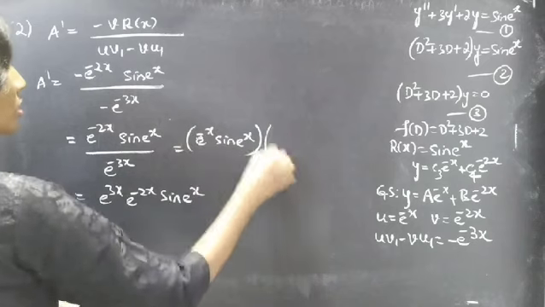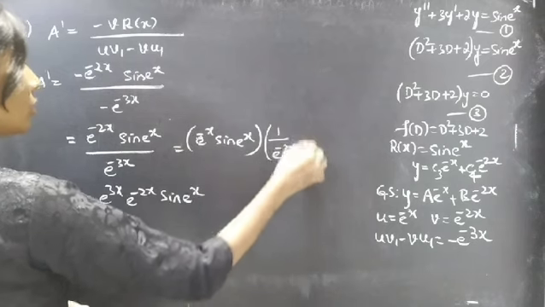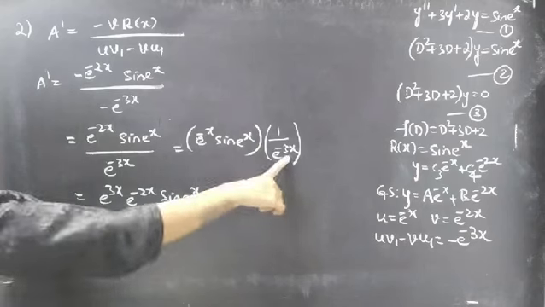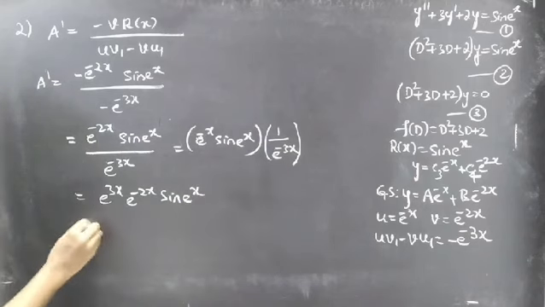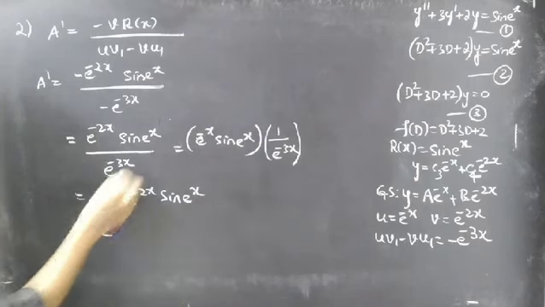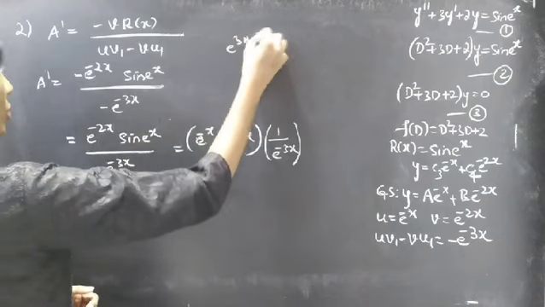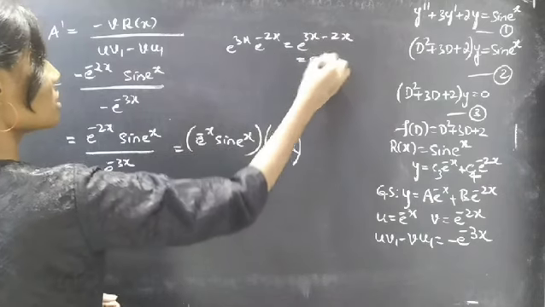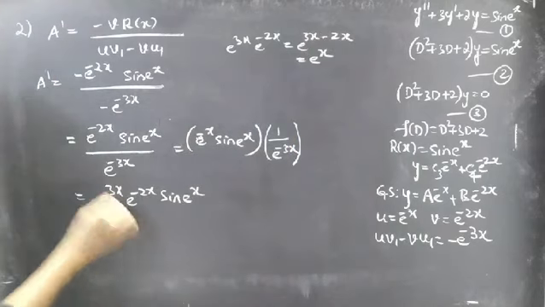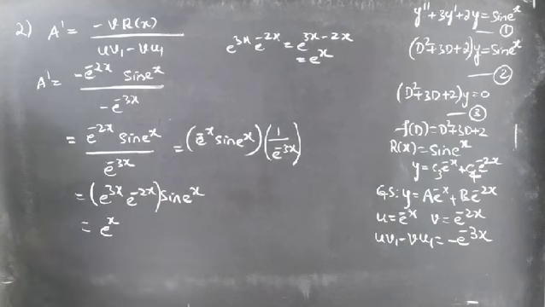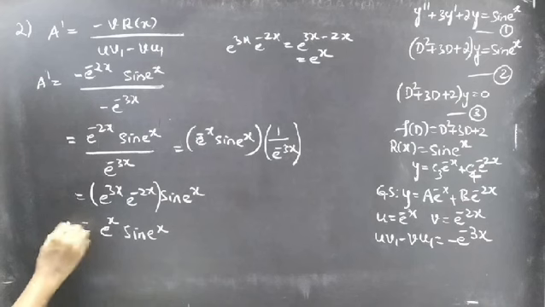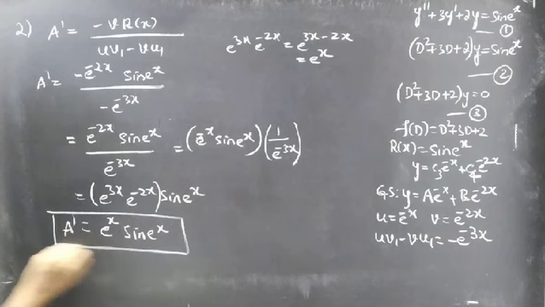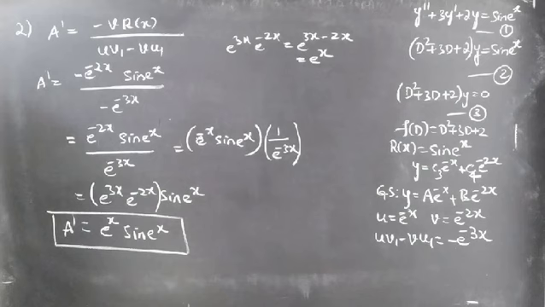We can split this fraction, and the reciprocal of e power minus 3x is e power 3x. Now we'll get e power 3x into e power minus 2x is e power 3x minus 2x, which is e power x. So we write it as e power x into sine e power x. Therefore, a dash equals e power x sine e power x. Let's now find a using a dash.